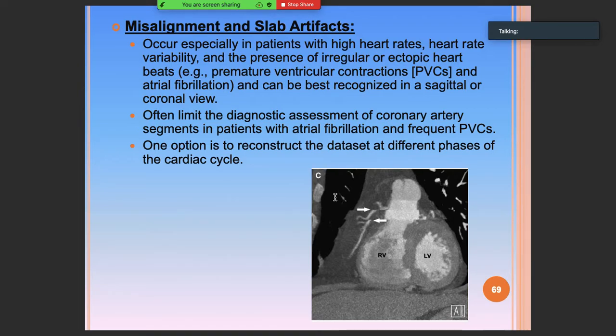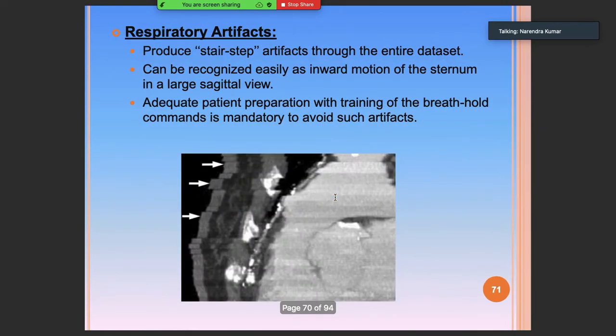So, the blooming artifact is the one due to, especially for, as I had said, the calcified plaques or the stents which can appear a little bit enlarged. What can happen is, due to the partial volume, the volume averaging effects can obscure the adjacent coronary lumen. So what you try to do is do a non-contrast calcium screening scan before the coronary CT angiography. Okay, so it will be pretty helpful for the blooming artifact.